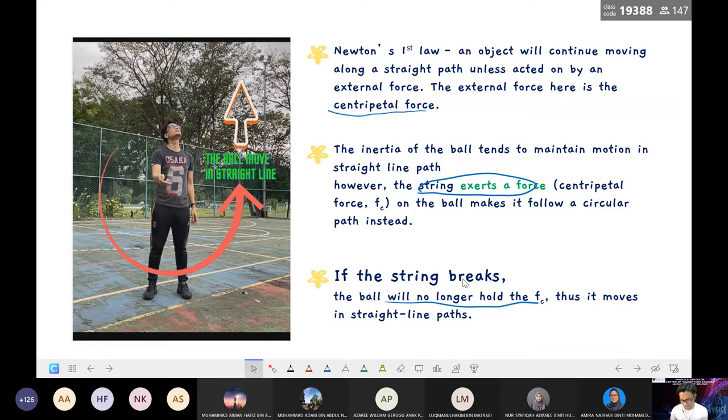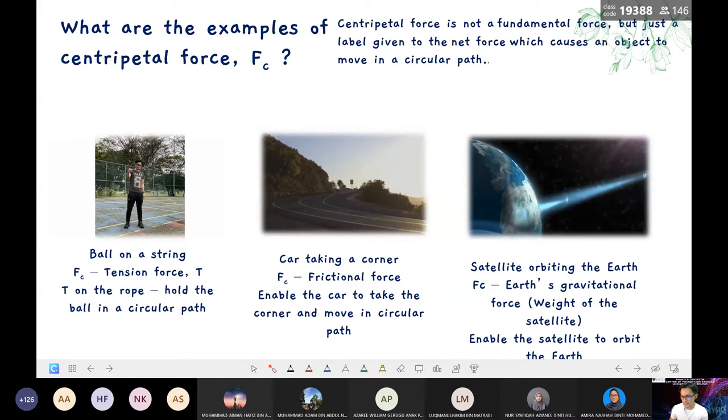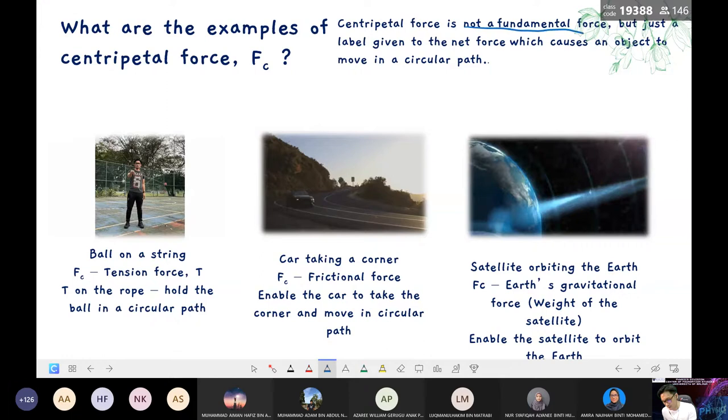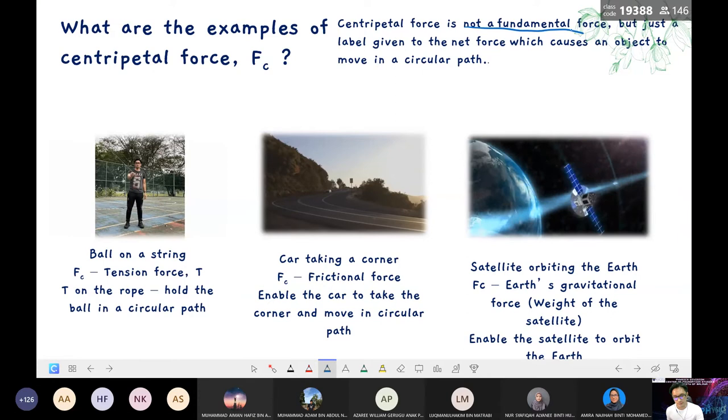Okay, next. What are the centripetal force actually? Apakah example centripetal force? Jadi kalau awak tengok kat atas ni, centripetal force is not a fundamental force. The net force, dia bukan fundamental, tapi ianya adalah a force that we just label it. Okay, apa maksud saya dekat sini adalah, okay, kita ada tiga contoh.